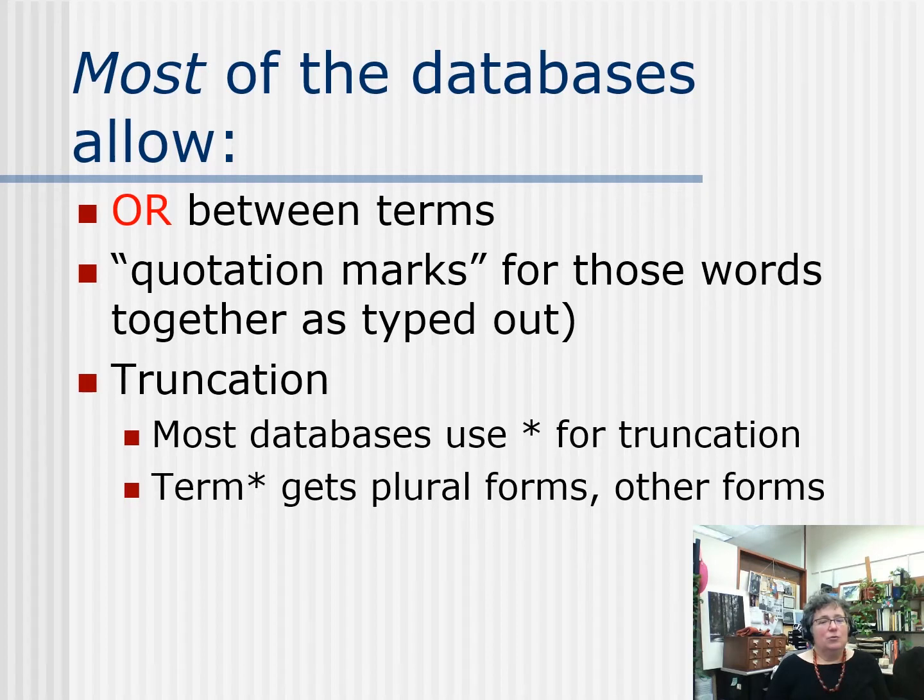And then thirdly, truncation. Often the asterisk is used for truncation, so you can put the stem of a word and then the asterisk, and you'll get the plural forms or other forms. An easy example, even though it may not be relevant to you, is if you put in child and then the asterisk, you get child, childs, children, childhood, childing, if that was a word, things like that. A lot of different ways that it can be useful.